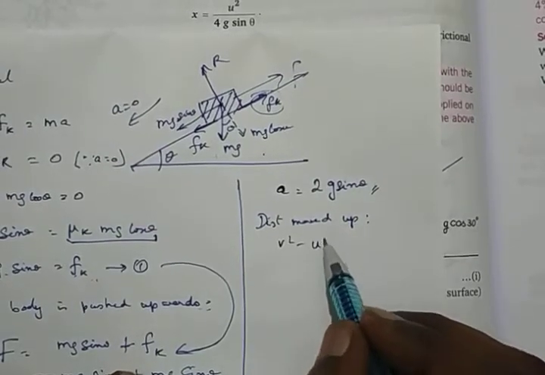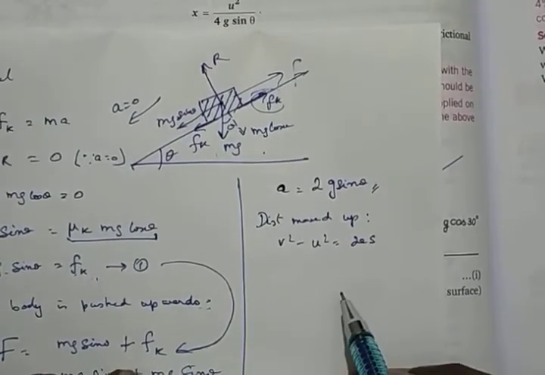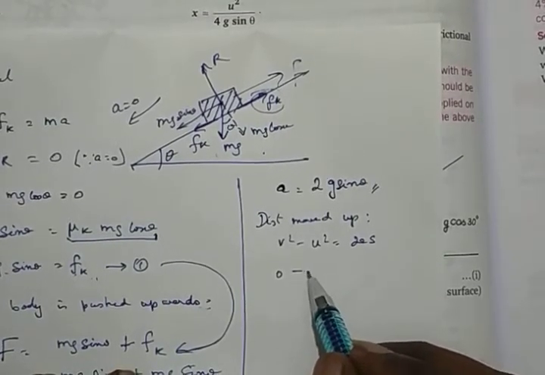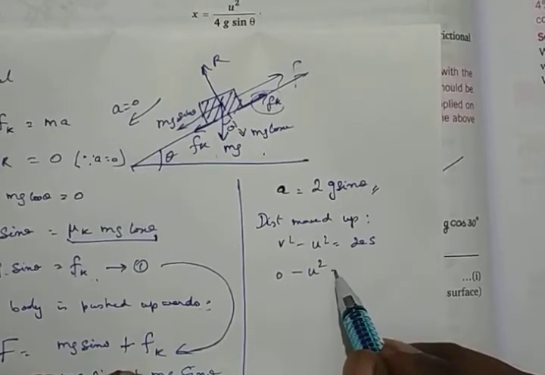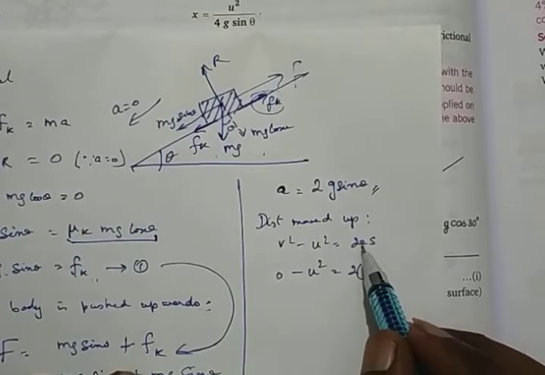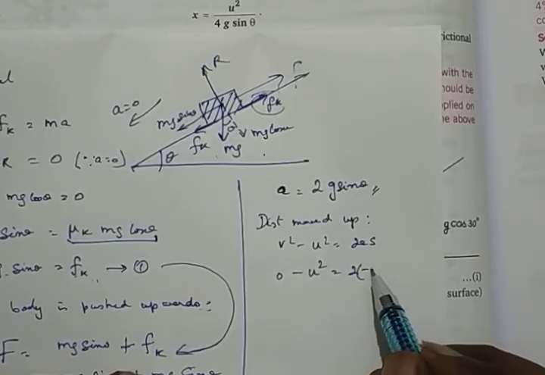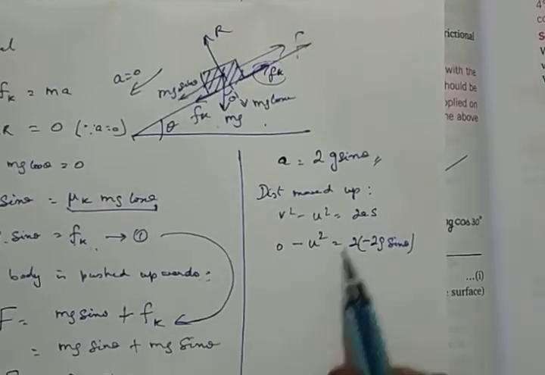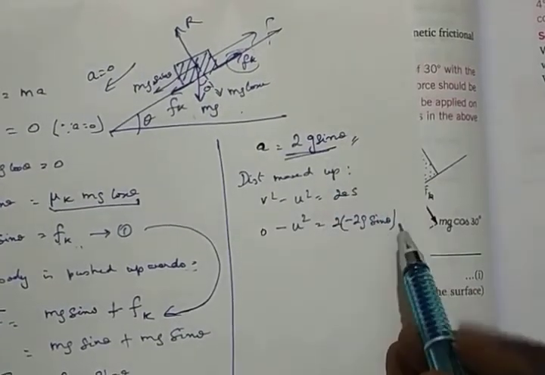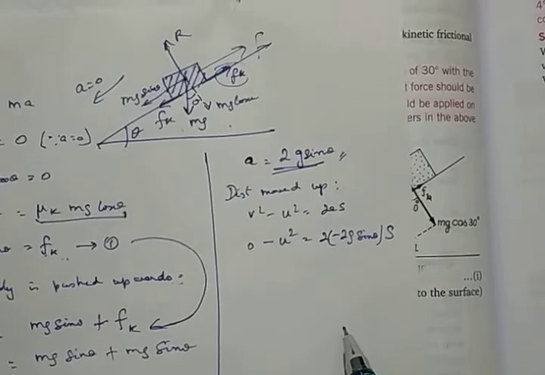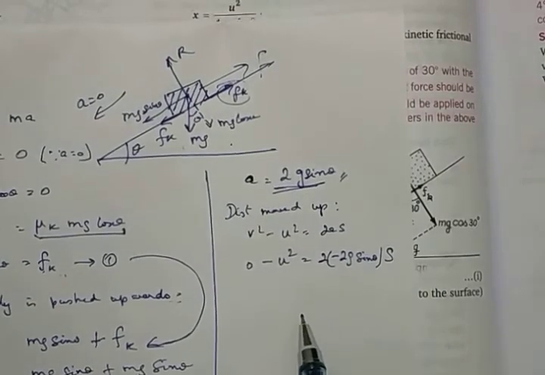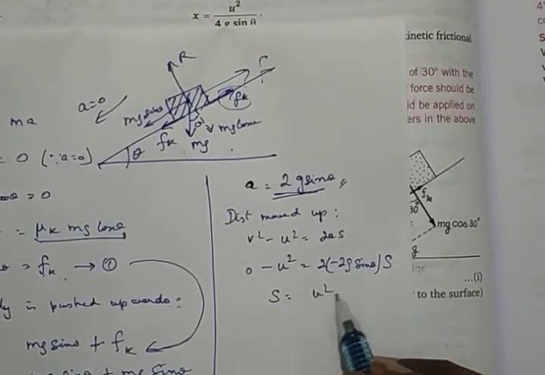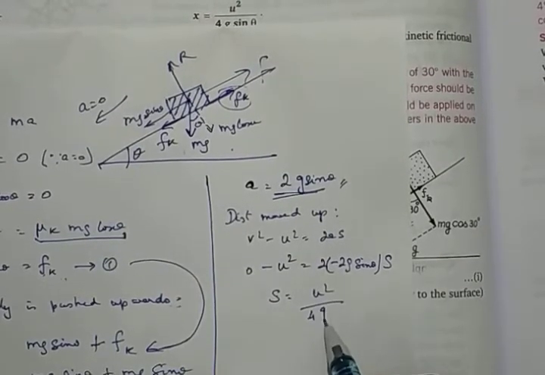V square minus U square is equal to 2as. Alright, so the final velocity is 0, and the initial velocity is u, so 0 minus u square is equal to 2 into acceleration. It will be retardation here, minus 2g sin theta, into s. So finally, what is s equal to? The distance s is going to be equal to u square upon 4g sin theta.